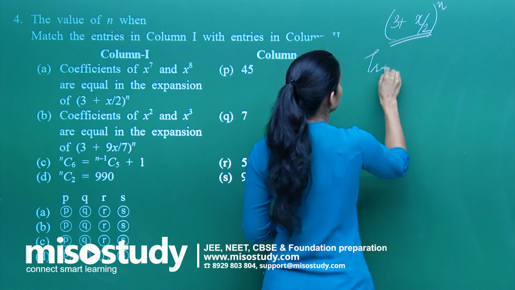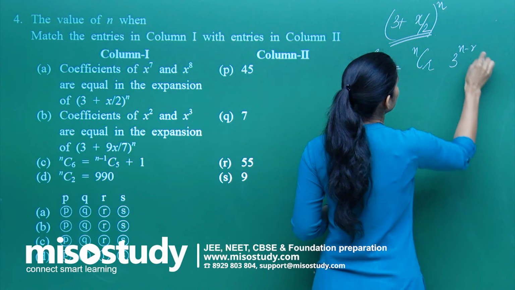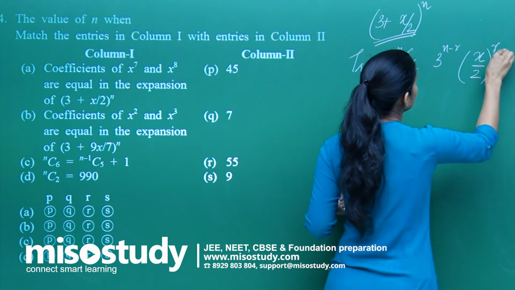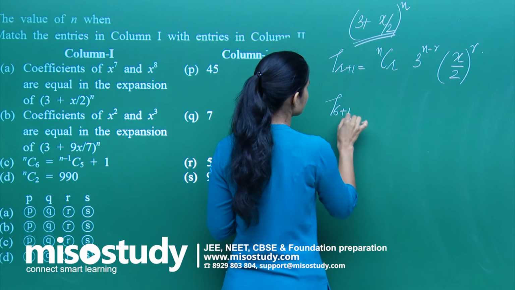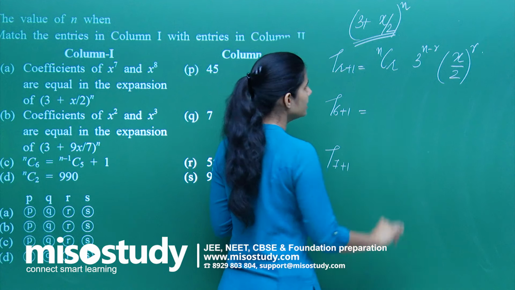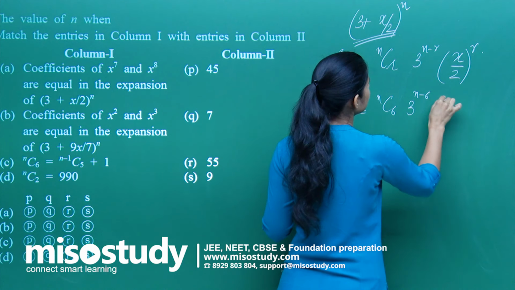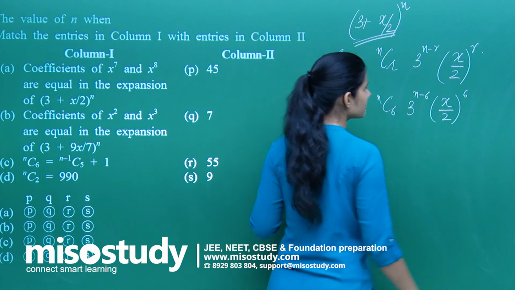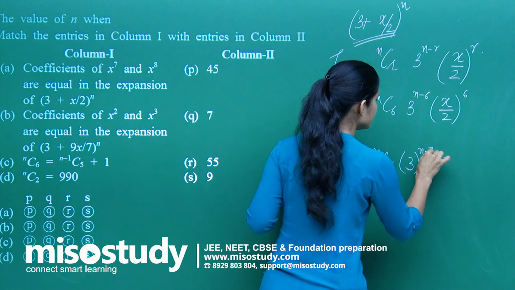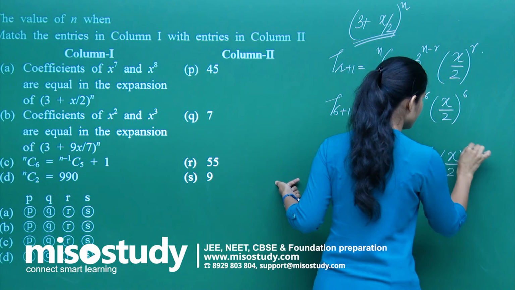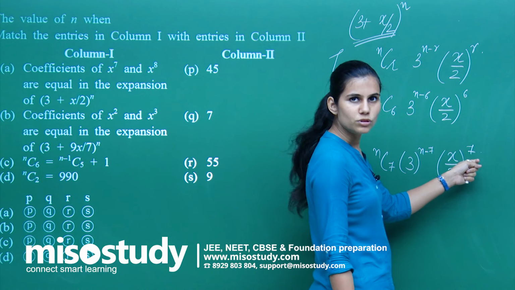Again, if I talk about the general term, it is equal to nCr 3^(n-r) (x/2)^r. I am talking about the 7th and the 8th terms. This is T(6+1) and then I want T(7+1). T(6+1) gives you nC6 3^(n-6) (x/2)^6. And this becomes nC7 3^(n-7) (x/2)^7. Right? 3^(n-r) (x/2)^r.